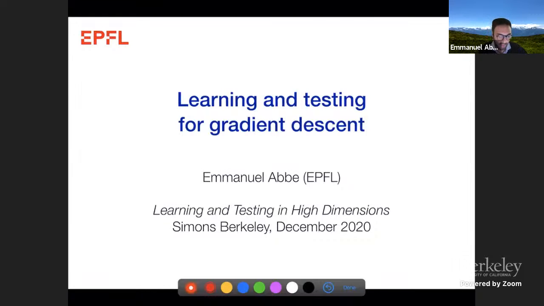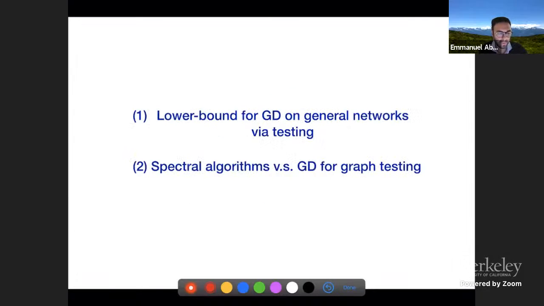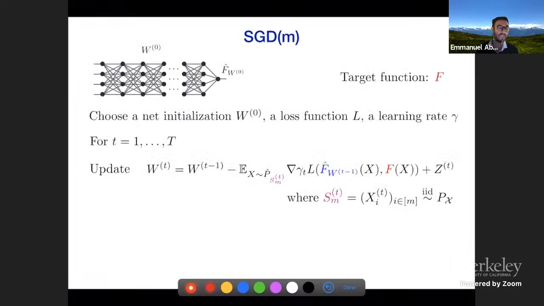So I tried to adapt to the theme of the workshop, and essentially what I'll tell you is instances where we use testing to get lower bounds for gradient descent on neural networks. I'll first tell you how to get those lower bounds for general networks, and I'll define these. Then I'll give you an application in one special case for how spectral algorithms and GD compare on some graph testing problem. So first I'll define what I mean by GD, SGD, etc.